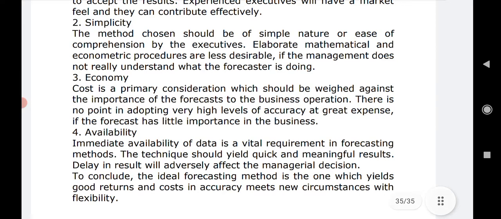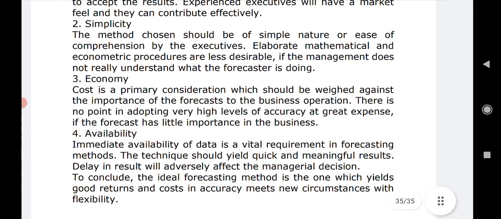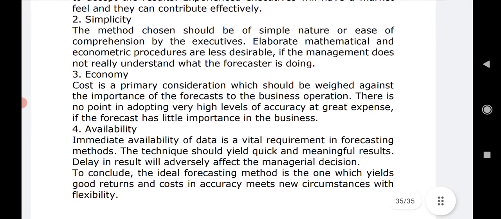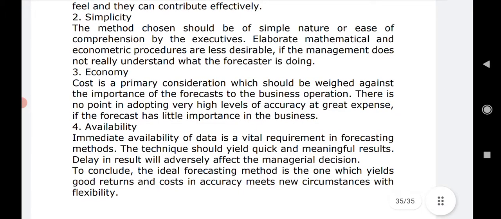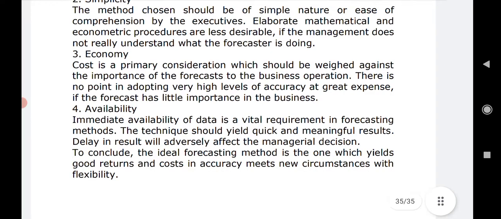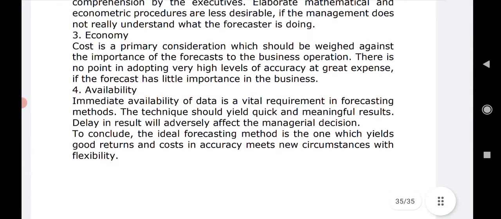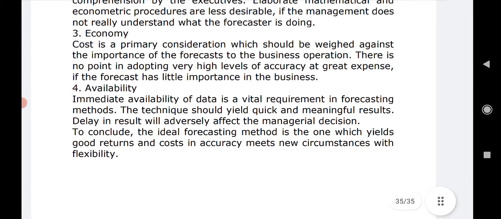Next concept, it has to be simple. That means simplicity should be maintained. Whatever method is chosen should be simple in nature and easy for the executives to understand. Elaborate mathematical and too many econometric procedures should be avoided, and simpler ways of calculating the forecast should be used.